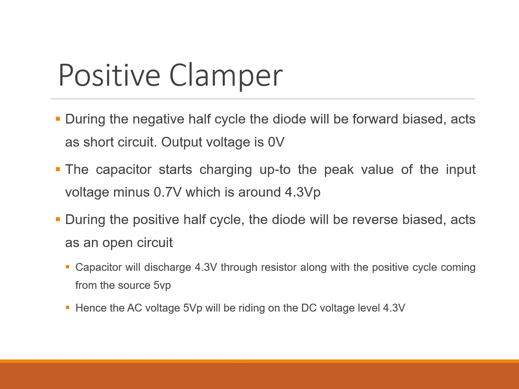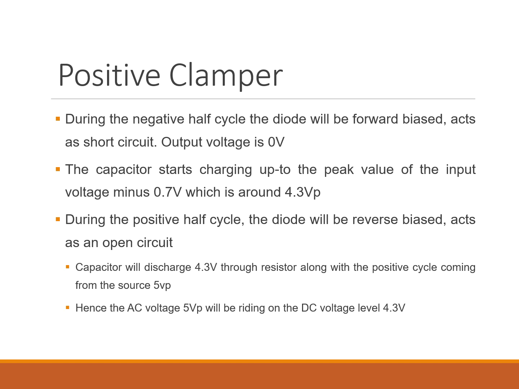Okay, now that you've seen what a positive clamper does to the waveform, let's crack open the operation cycle by cycle again, and understand exactly how the capacitor, diode, and input work together to shift that waveform upward. So let's start all over with the negative half cycle.